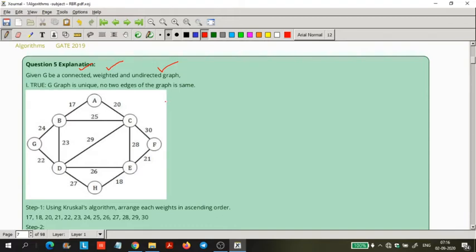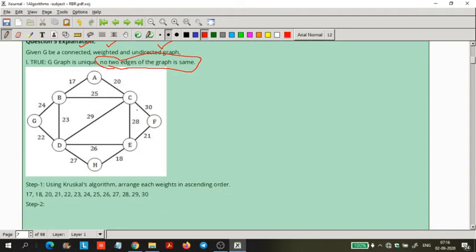So the first point: G is a graph, and no two edges of the graph have the same weight. The condition is that there is a unique graph here. So step 1, using Kruskal's algorithm, arrange the weights in ascending order.